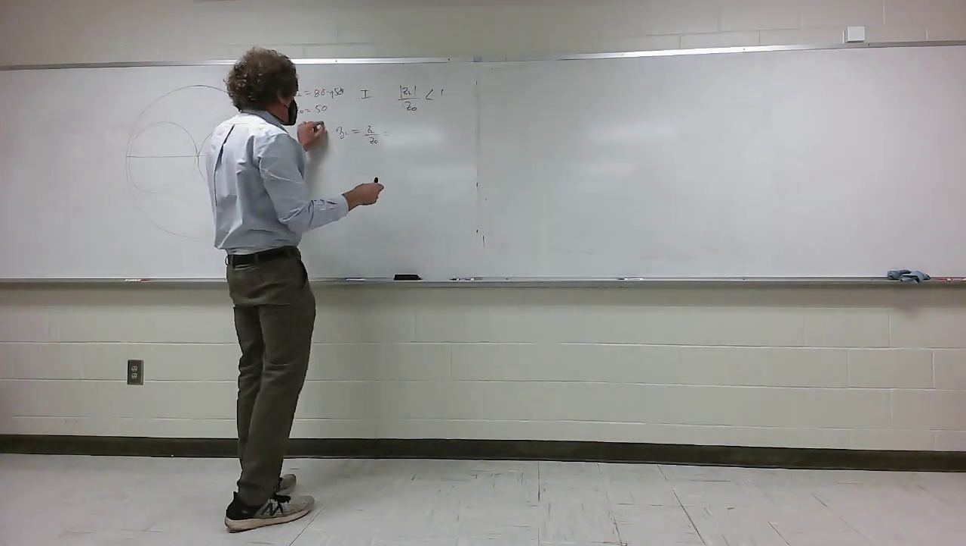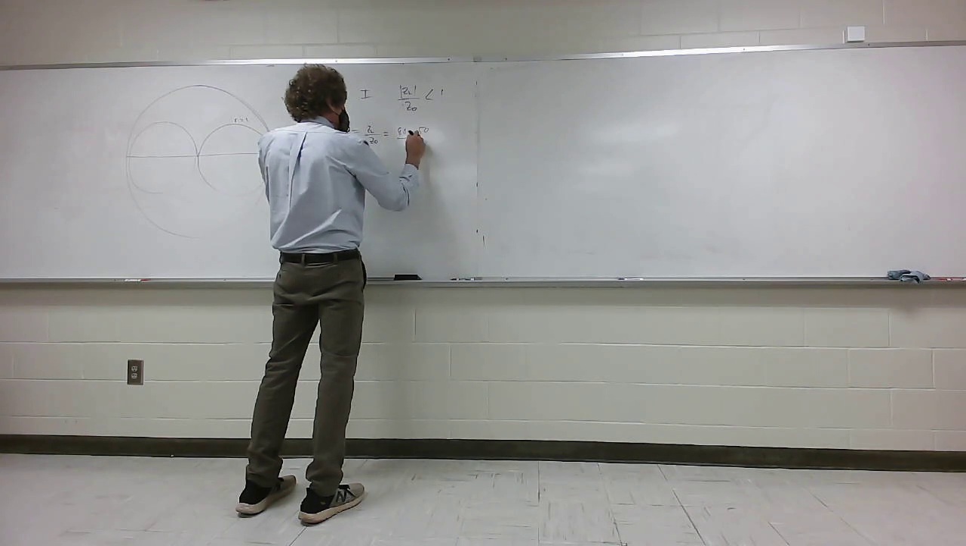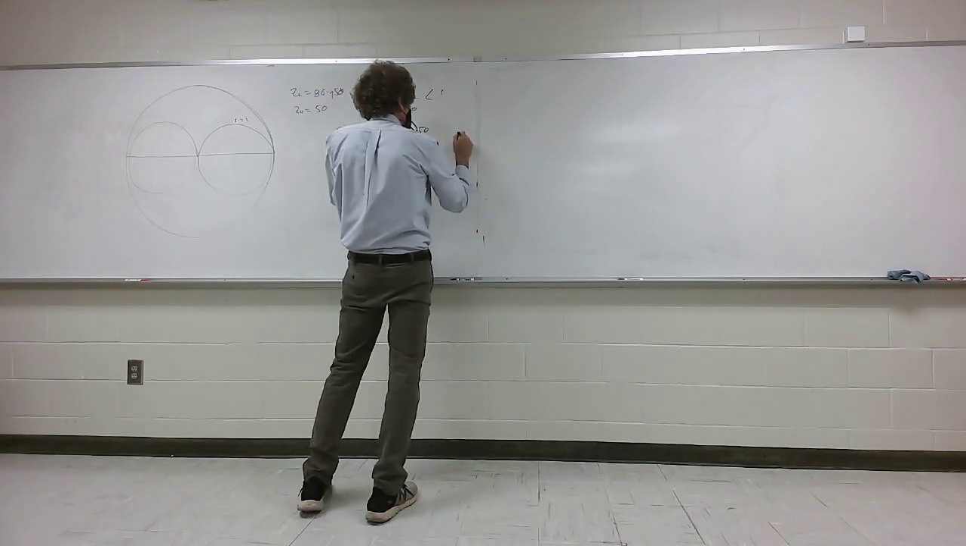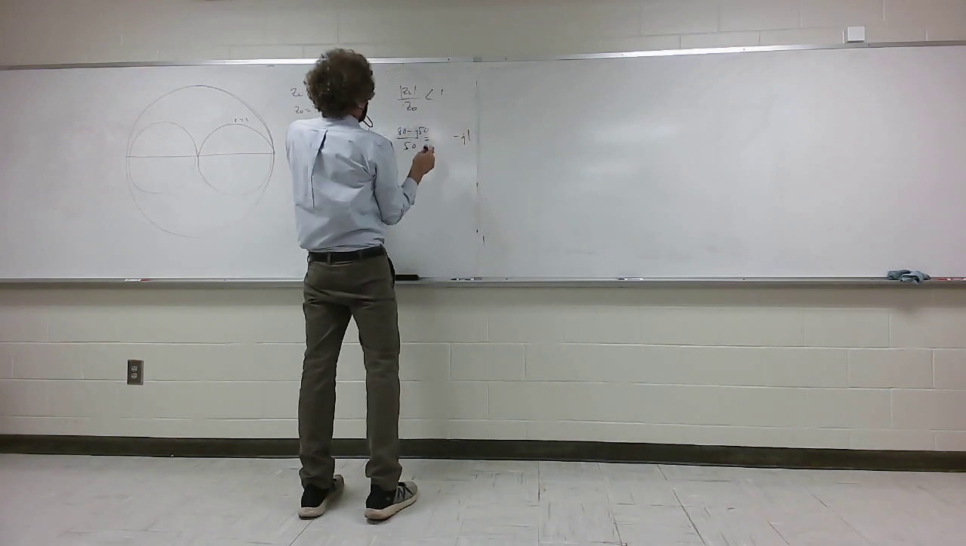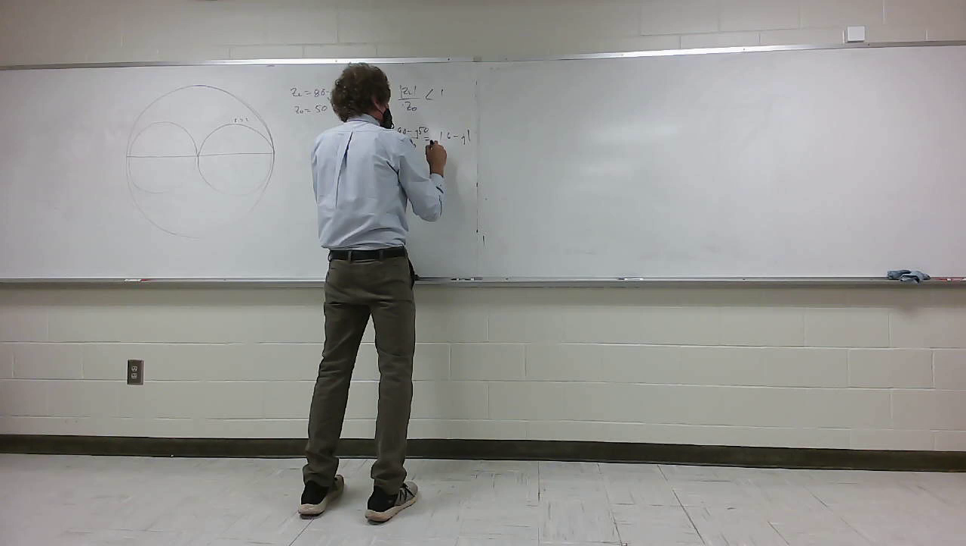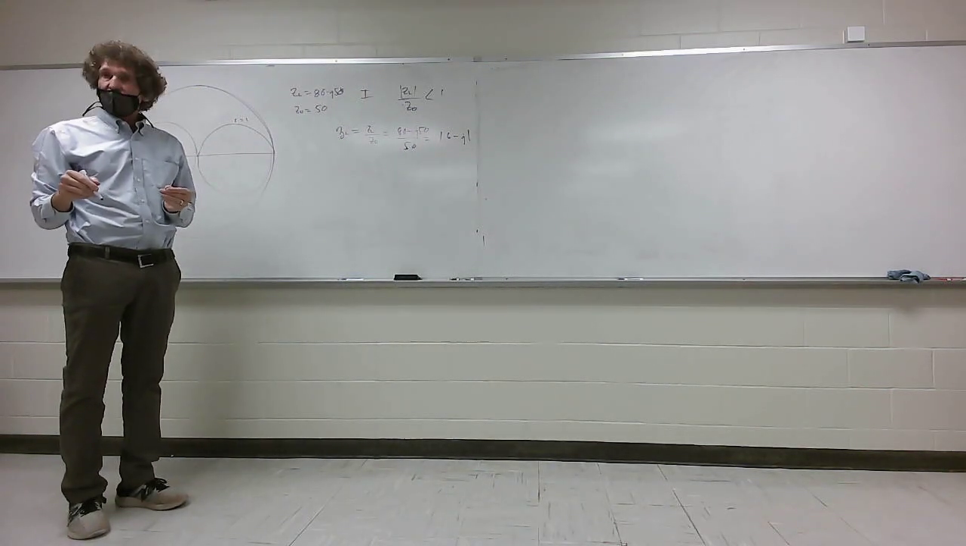Let's do it. So that means we have 80 minus j50 over 50, right? And that's going to be, what is that, 1.6, right? You all agree with that? That's normalized, 1.6 minus j1, right?